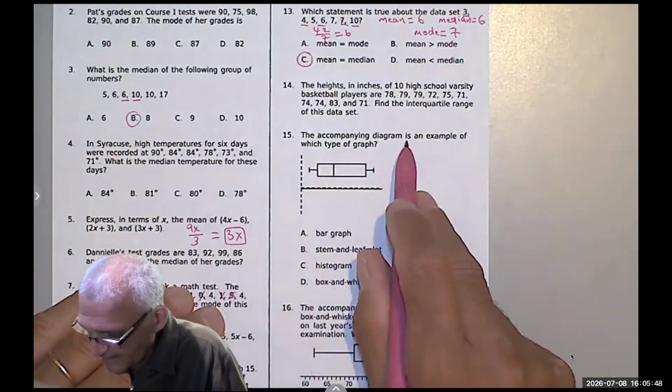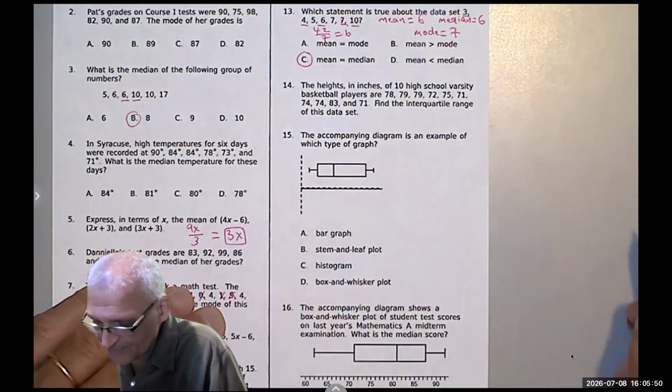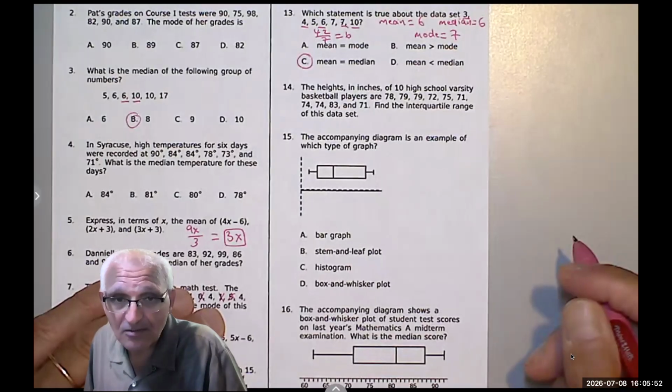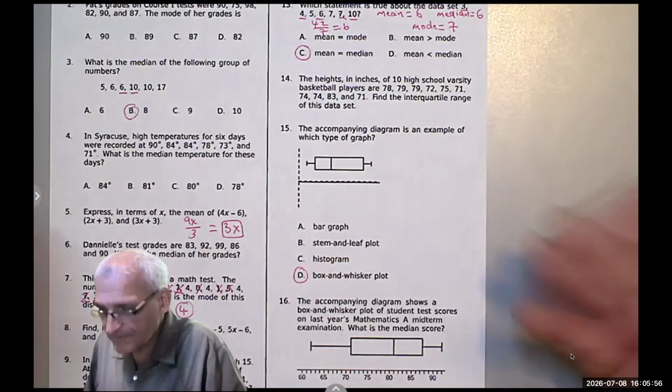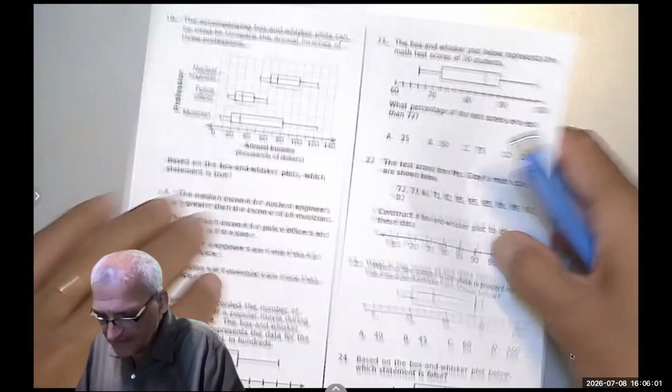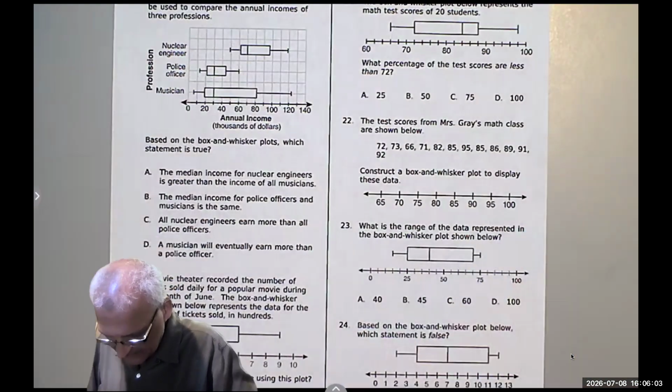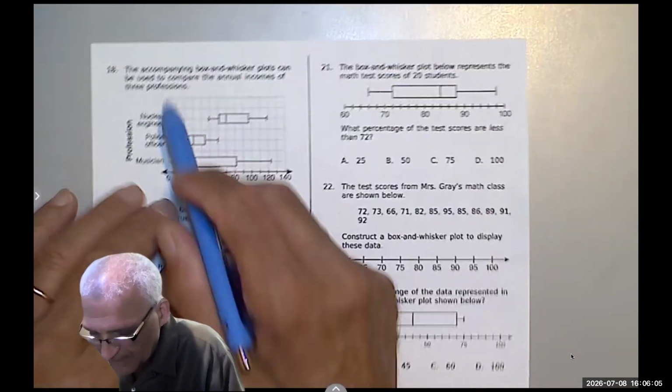The accompanying diagram is an example of which type of graph? That, of course, is the box-and-whisker plot, right? So it's D. So that page was easy. Next one, we said we'll take the even numbers, except for this. Okay, so number 18.